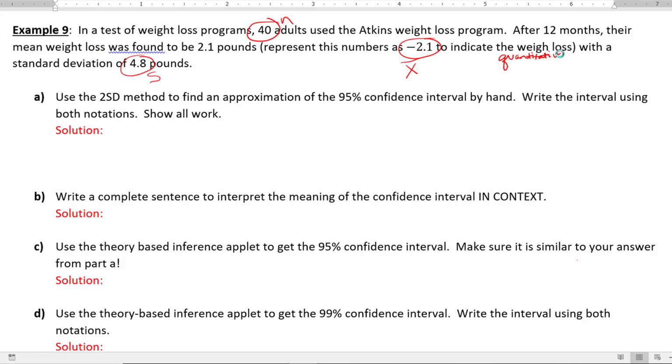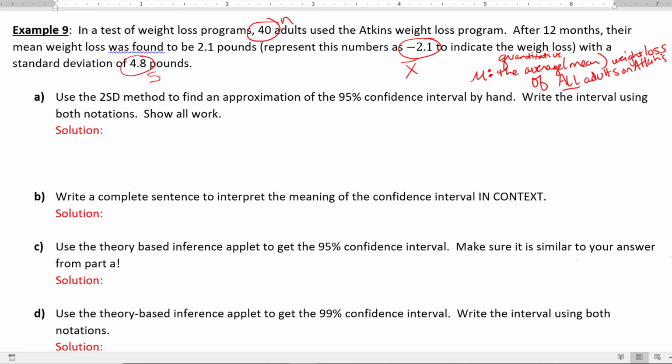I'm going to note that this is a quantitative variable. They talk to each person and ask them how much weight loss they had, and then they took all those weight loss numbers, added them up, divided by 40, and found the sample mean weight loss. So we are interested in understanding the parameter mu, which would be the average, the mean weight loss of all adults using the Atkins weight loss program.